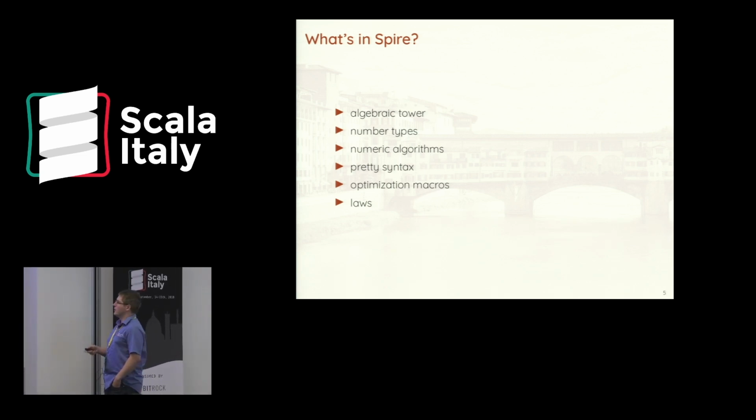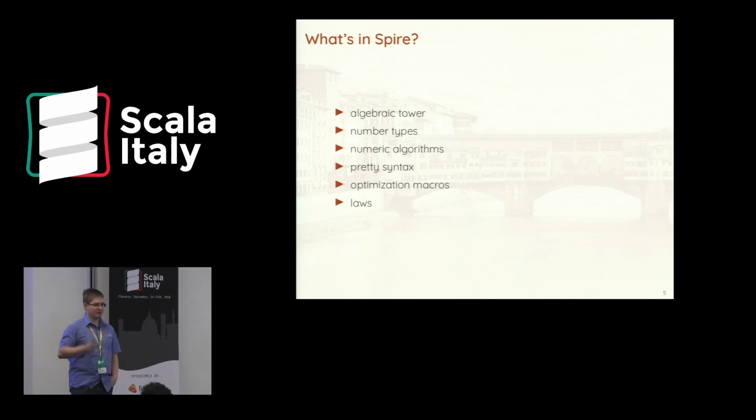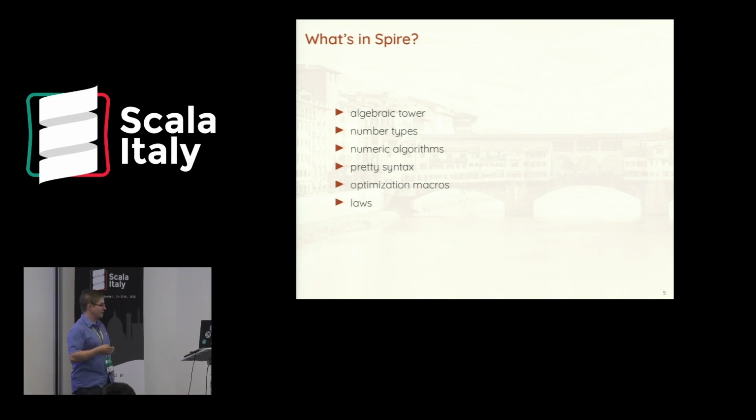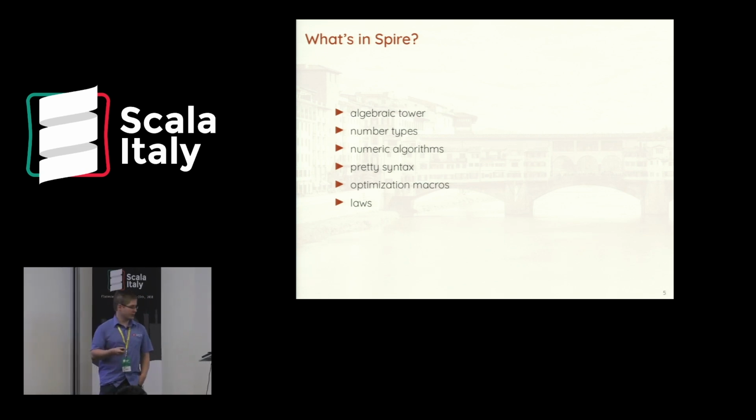That's in a nutshell. Then, of course, you have number types, because, as you know, Scala has the usual JVM types, float, double, and it also has wrappers around BigInt and BigDecimal. But some of these types are actually not as useful, and sometimes you need more things or different things, and then Spire's got you covered by providing some extra number types. It also has numeric algorithms, like algorithms to compute the sine and cosine of these fancy types, and also pretty syntax. So all of these different types, you can just use them as if they were regular ints and floats and whatnot.